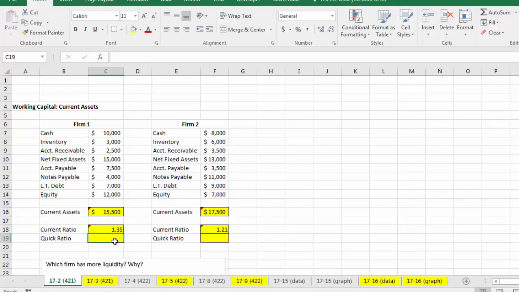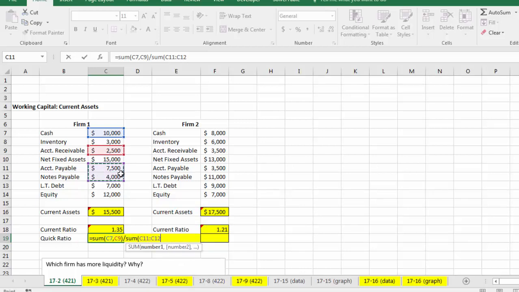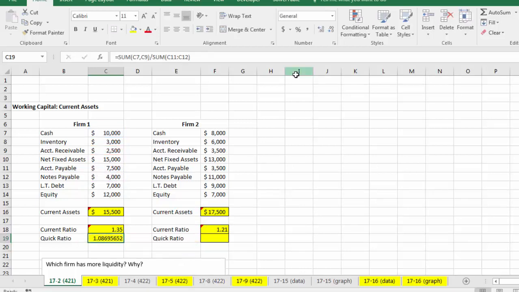Let's do the quick ratio, which, as you'll remember, is the same as the current ratio, but we don't include inventory in the numerator of current assets. So this is going to be the sum of cash and accounts receivable divided by the sum of accounts payable and notes payable. Okay, 1.09, and copy and paste that for this company. The assets are, make sure the accounts are arranged in the same way, then the formula is going to transfer over. So, current ratio, quick ratio, higher for firm 1.